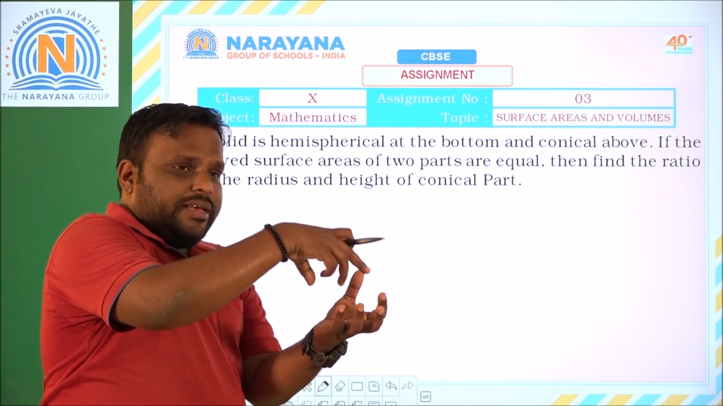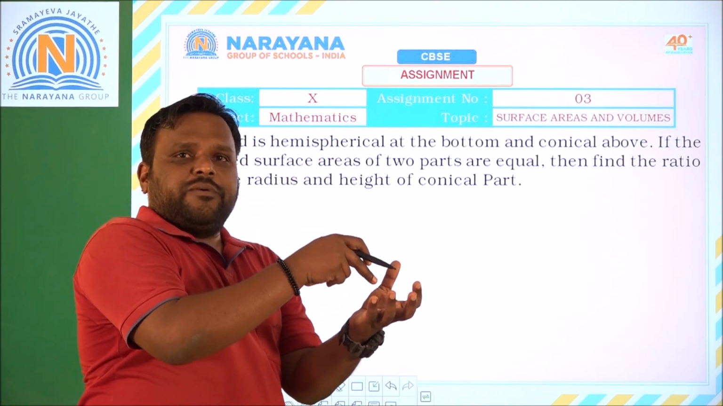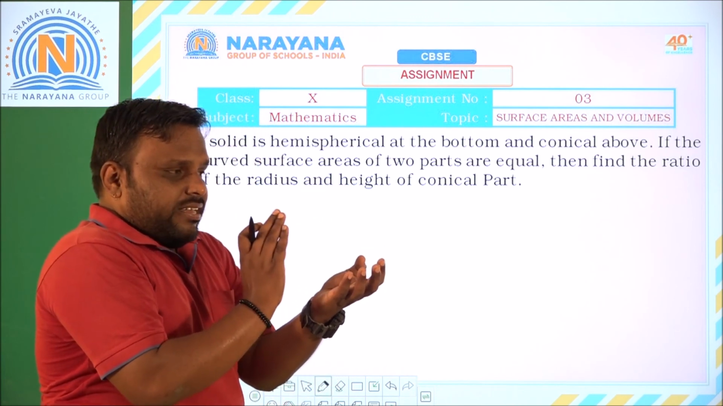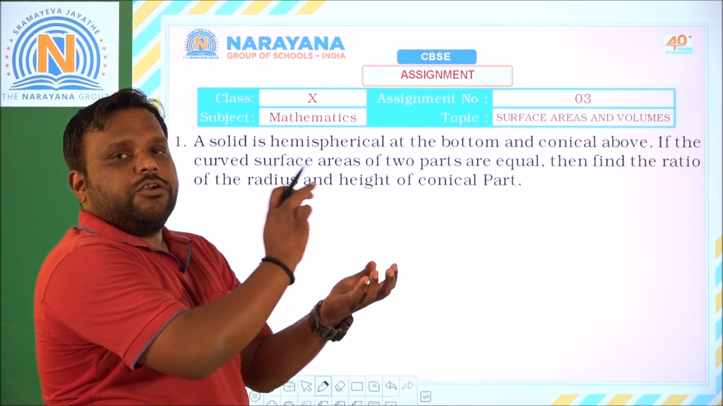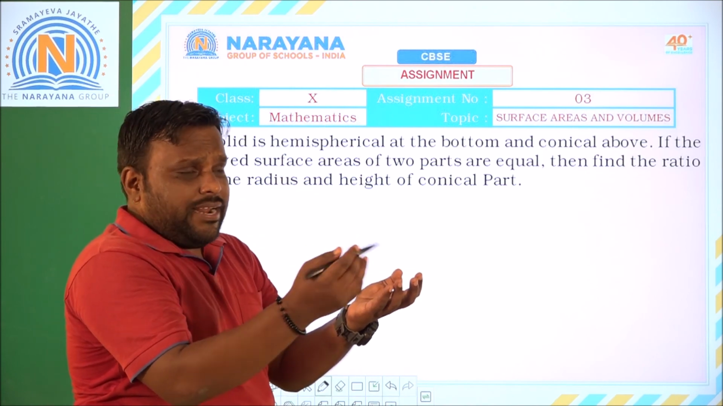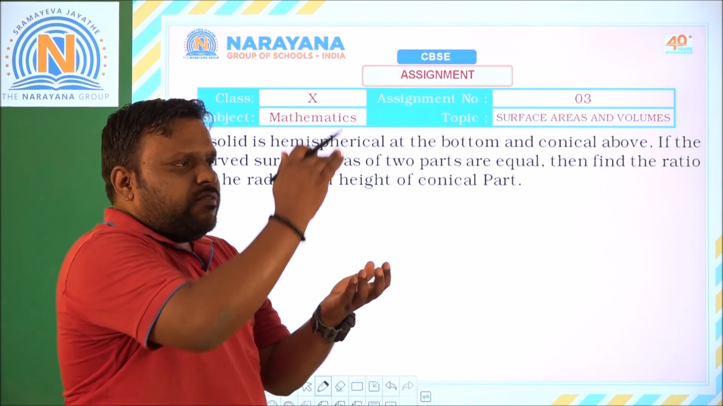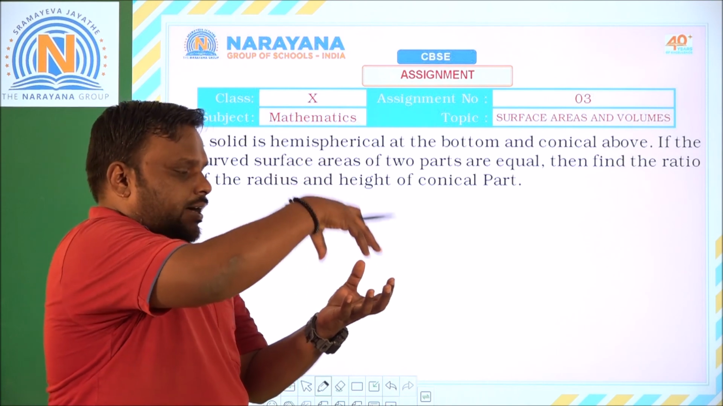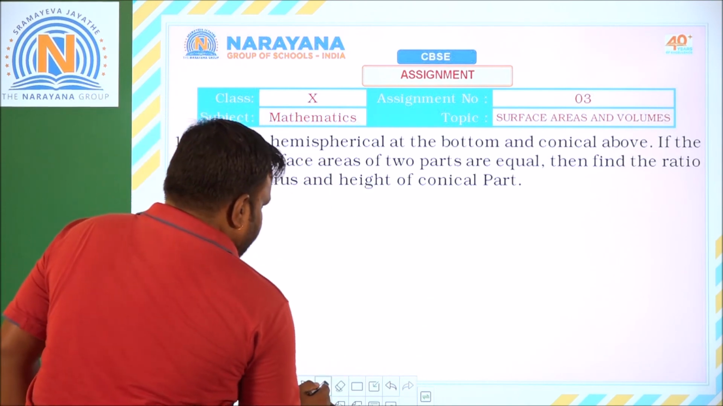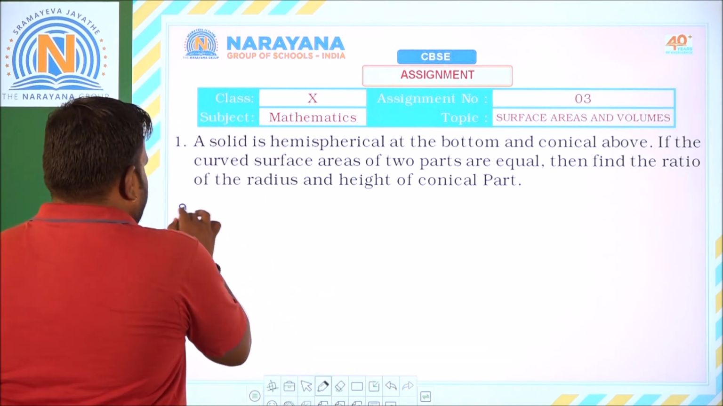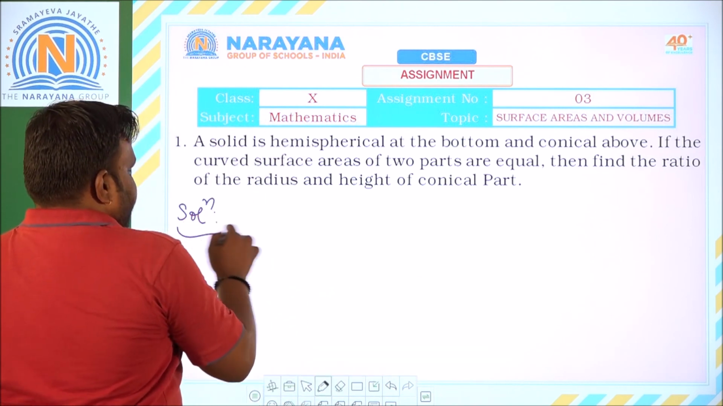So when the cone is on the hemisphere, it is understood that the diameter of the hemisphere will be equal to the diameter of the cone. That is nothing but the radius of both will be equal to each other when they are one upon the other. So the radius of both is equal, right? First, let us enter into the solution.